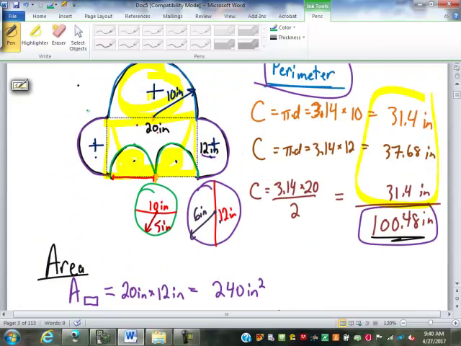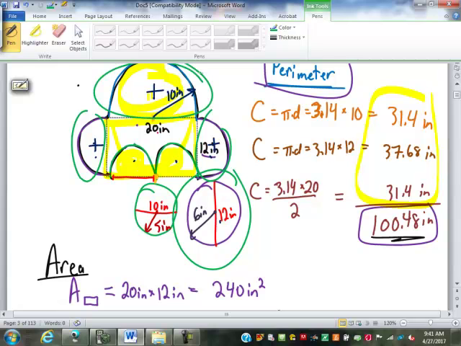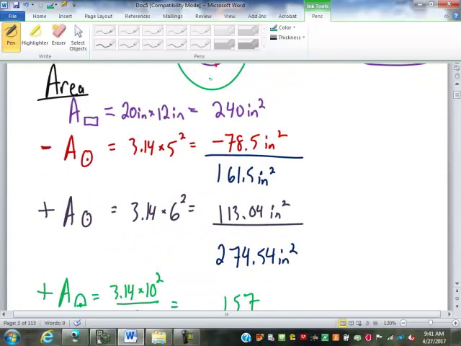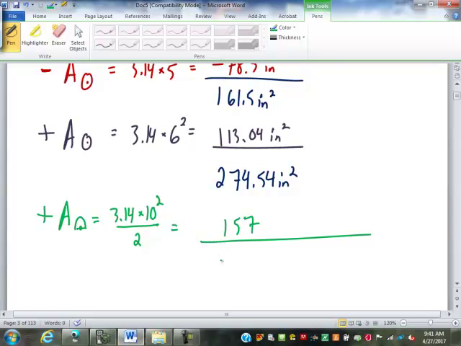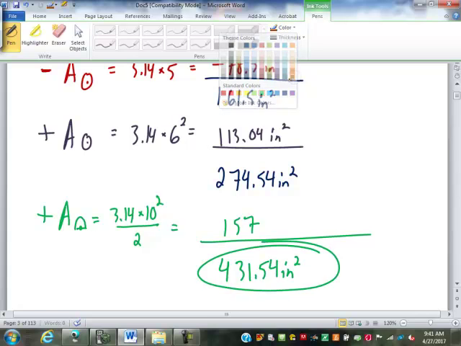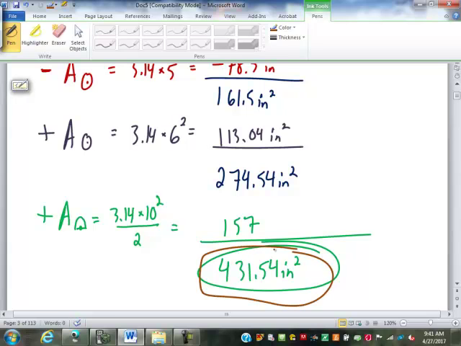The 6 squared was a half circle here and a half circle here, so it makes one full circle. This is just one half circle. There isn't a second half to combine with it. So we add that on. 431.54 inches squared. That's the answer. That's the area.